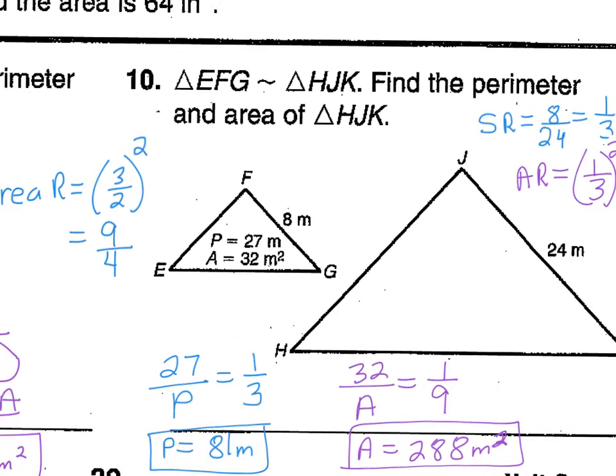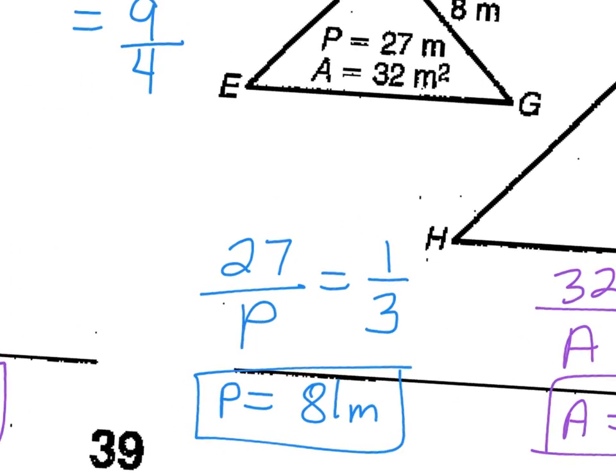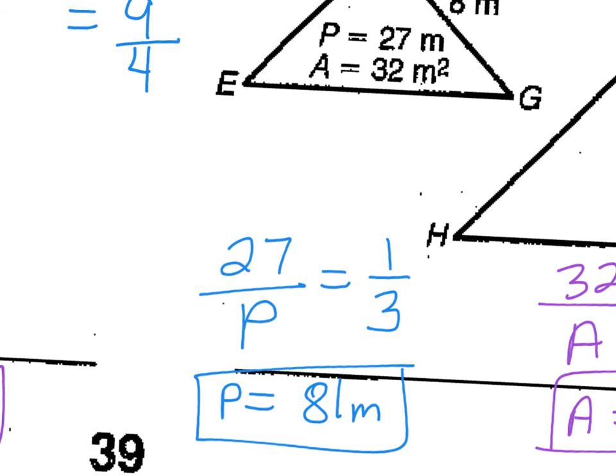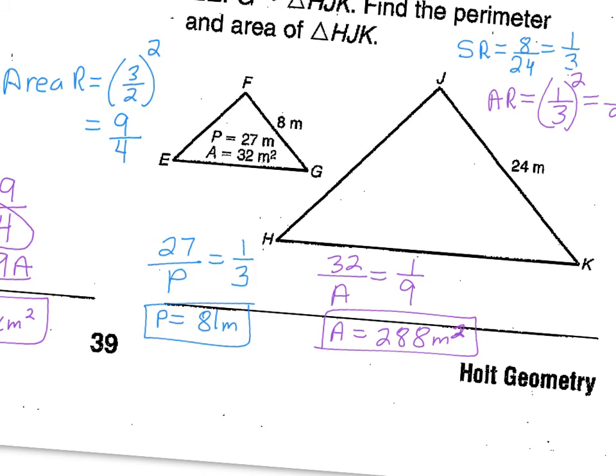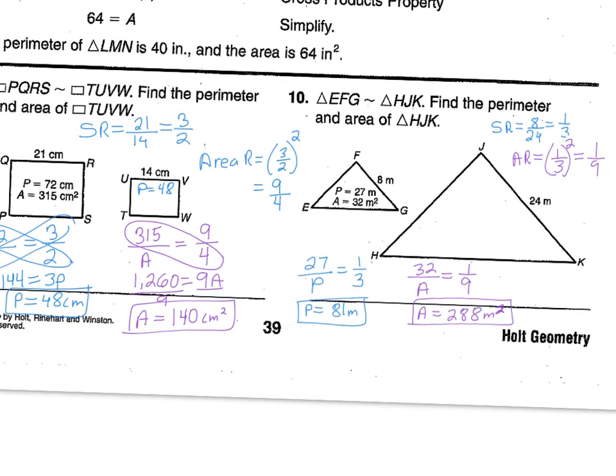For example here, on the first one, I set it up. I have 27 is to p as 1 is to 3. You cross multiply, so p is 81 because 3 times 27 is 81 meters. And the area would be 32 is to a as 1 is to 9, cross multiply, so the area is 288 square meters. Okay, so that was problem number 10.